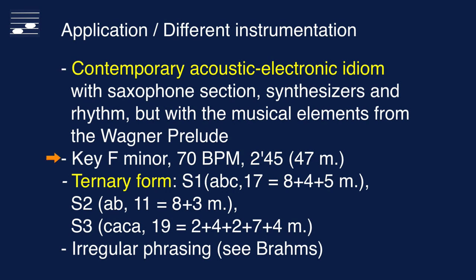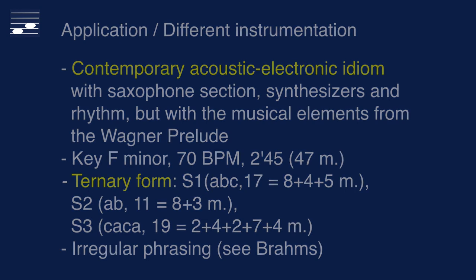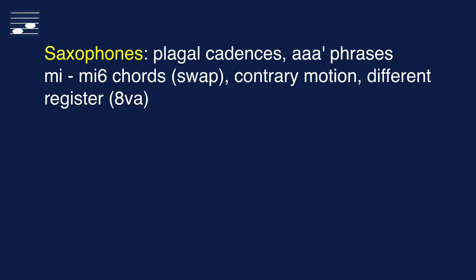In the 2 minutes 45 seconds example composition in F minor that I will play in a moment, there is the ternary form and the irregular phrasing of subsections and melodies, as I have observed so often in Brahms music. The saxophone quartet plays plagal cadences in minor, but now with the position of the minor and minor 6 chords swapped. There's the ternary AAA phrasing of a lead melody, and there's contrary motion.